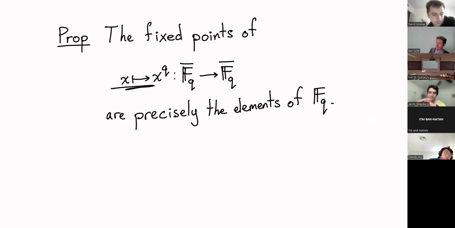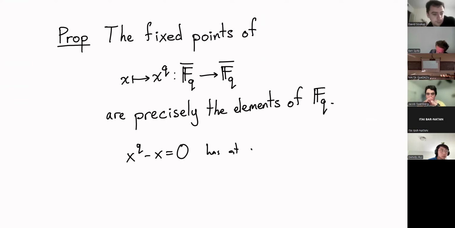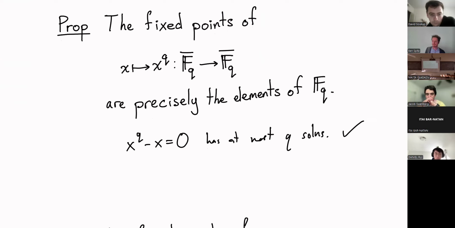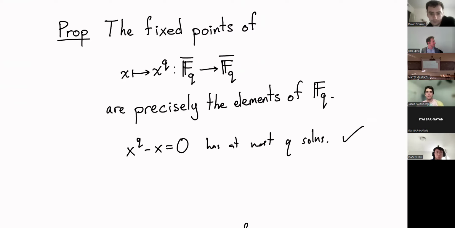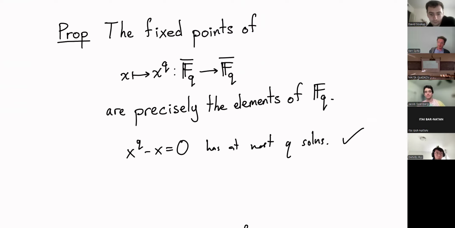This was the identity map on Fq. That's good. On the other hand, anything that's fixed by this map would be a 0 of this polynomial. But this polynomial has, at most, q solutions in any field. A polynomial of degree q has at most q solutions. And I found q solutions. It was all the elements of Fq. So that's all of them. Proved. All right. So the fixed points of this q Frobenius are precisely the elements of Fq.